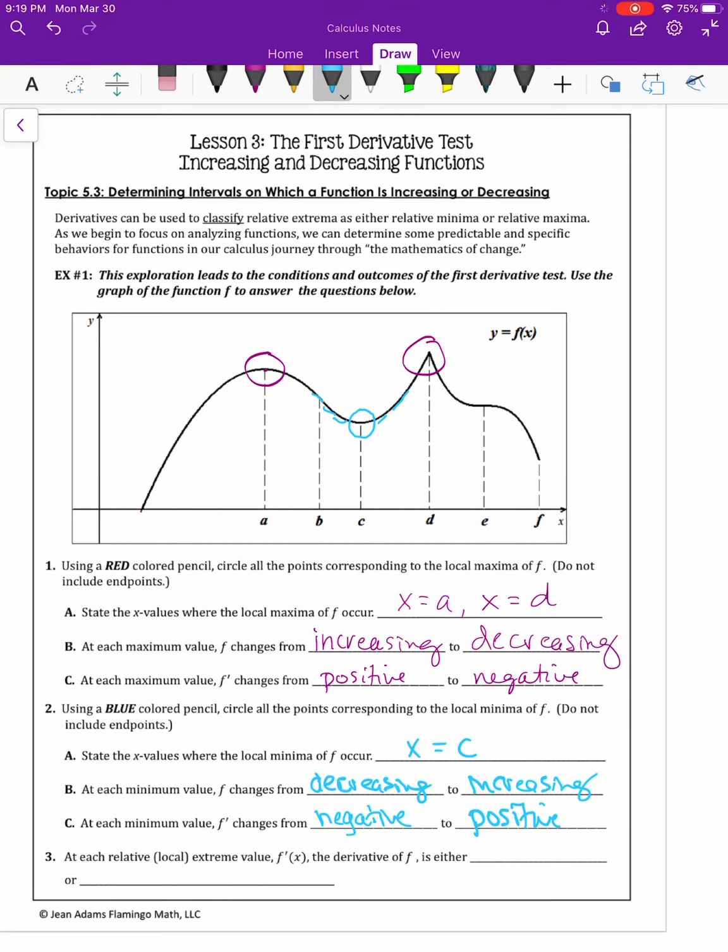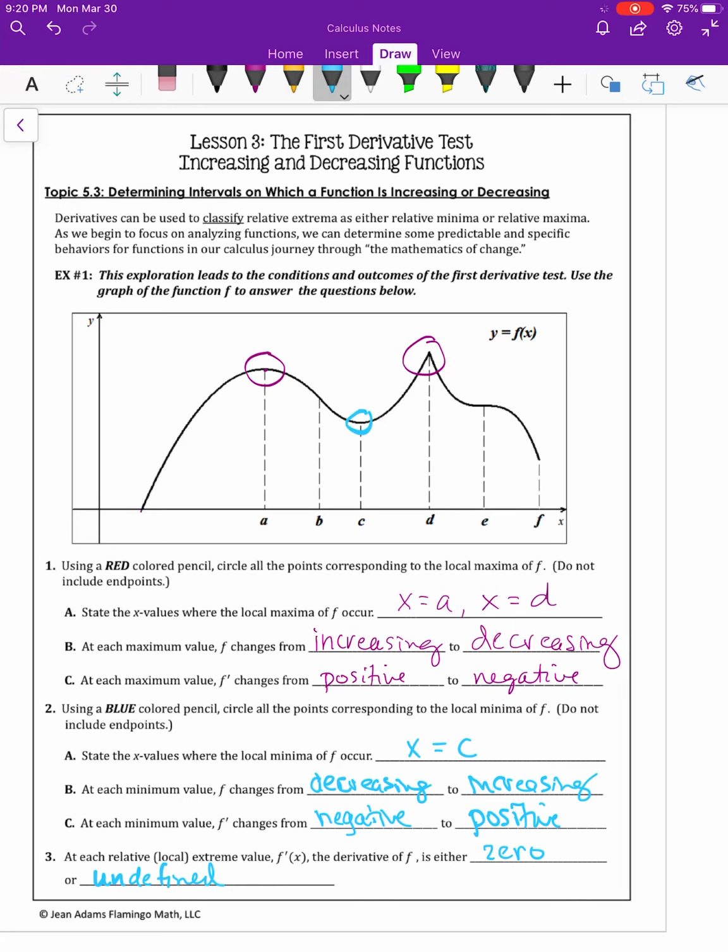At a minimum. So this is really important. We're going to be using this a lot. At a maximum, the function goes from increasing to decreasing, and the derivative goes from positive to negative. And at a minimum, it goes from decreasing to increasing, and the derivative goes from negative to positive. So at each local extreme value, f prime of x, the derivative of f, is either 0 or undefined.